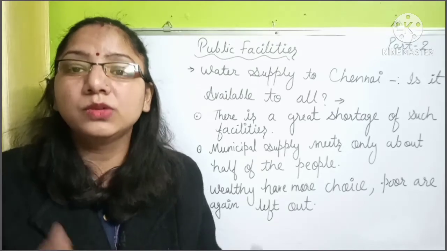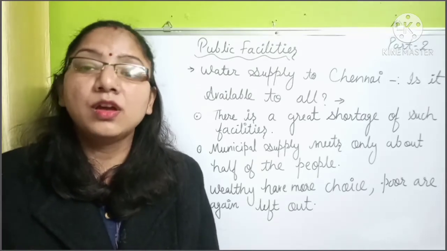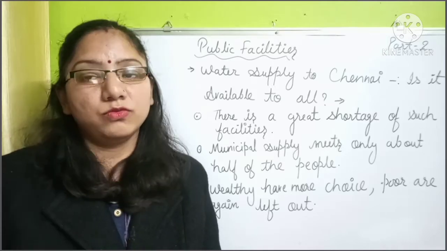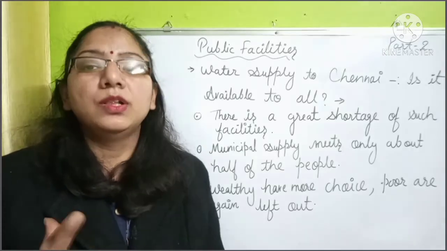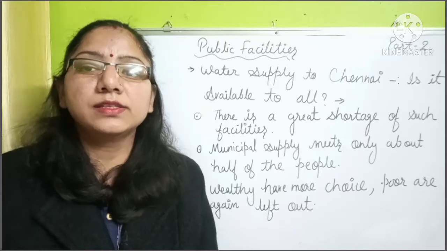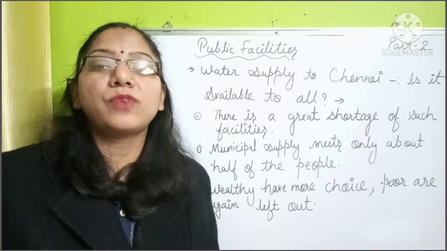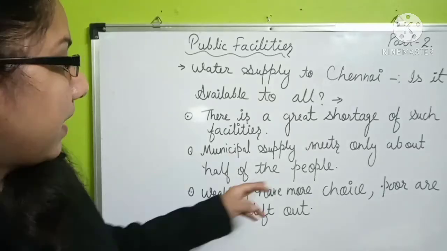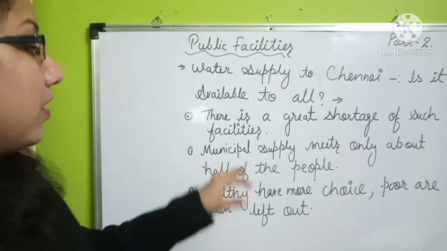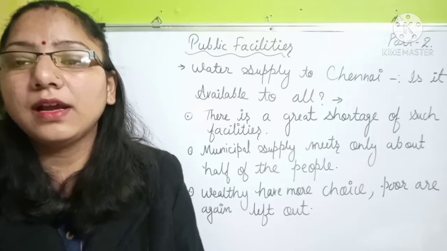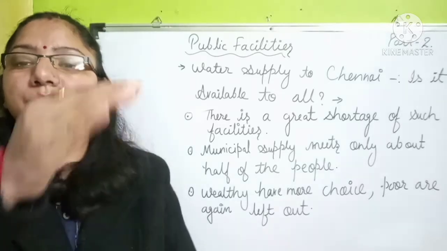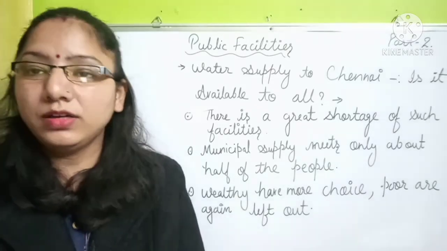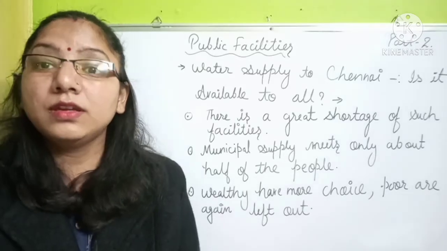The people who are rich can access more water, fresh water and good water. But the people who are poor can't access water even for four or five days. And next, municipal supply meets only about half of the people. Only the areas where tankers and water cans are available receive about half of the supply.